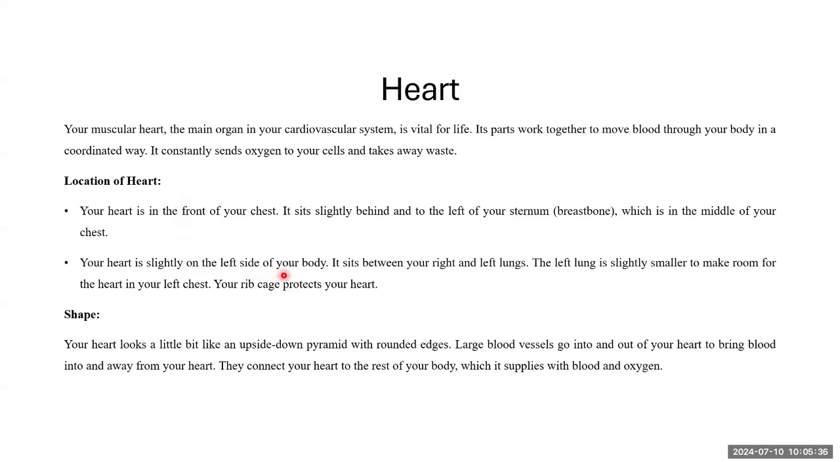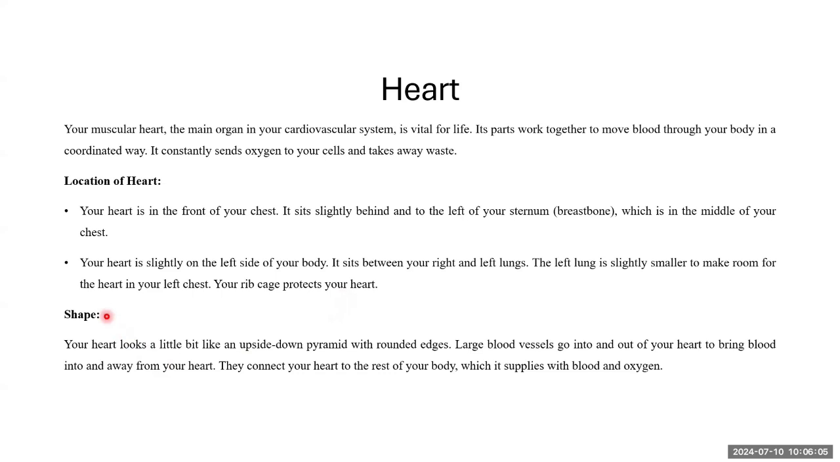Okay. So the heart sits between your lungs. Basically, the right lung is on the right side of the heart, and the left lung is on the left side of the heart. The heart sits basically on the left side in the lower part of the left lung, and our chest cavity, which consists of our ribs and the muscles of our chest, protects our heart.